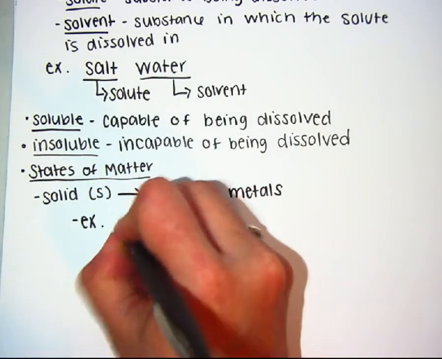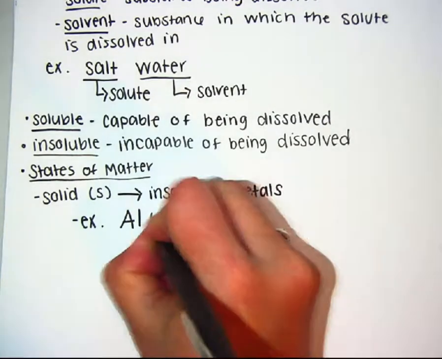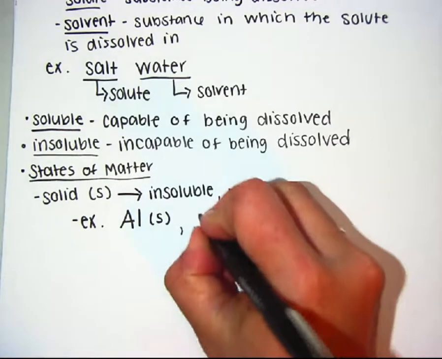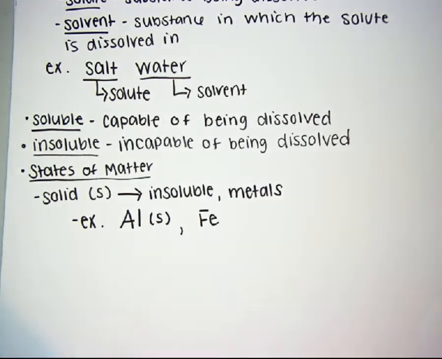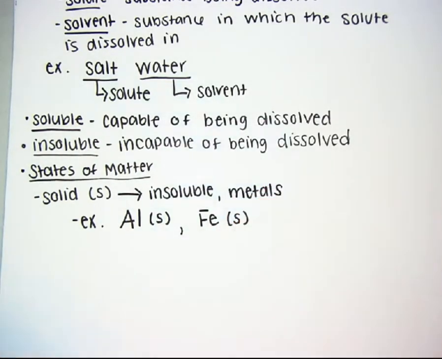So let's look at a few examples. Let's say we were doing a reaction with aluminum, maybe a single displacement reaction. Aluminum is a metal and it is going to be a solid. Same thing, let's say we were using iron for a reaction. Iron by itself is a metal, so it would get an S after it to indicate that it is a solid.